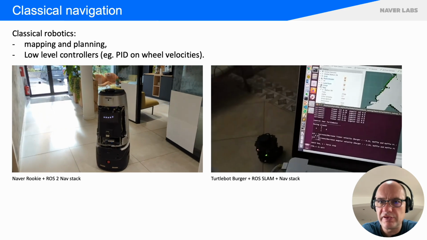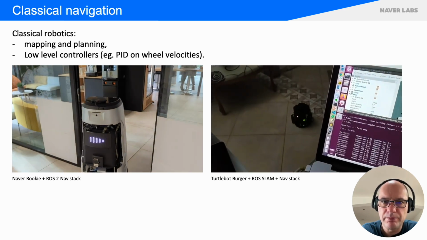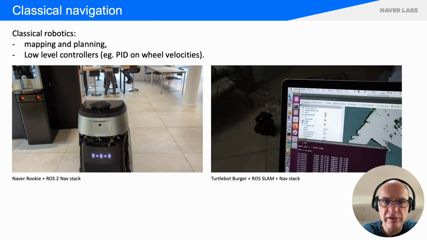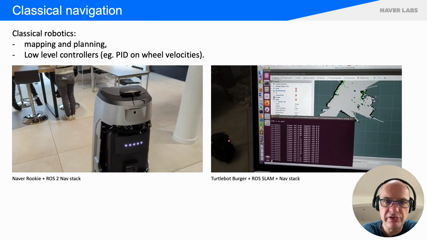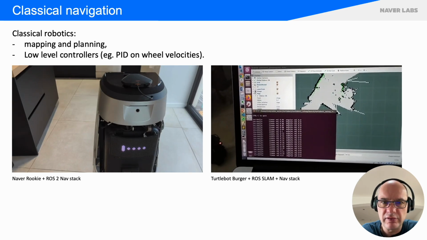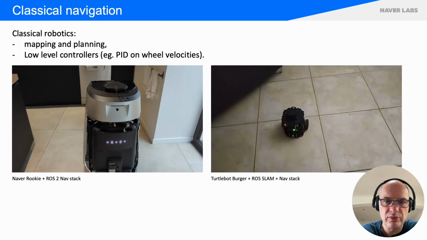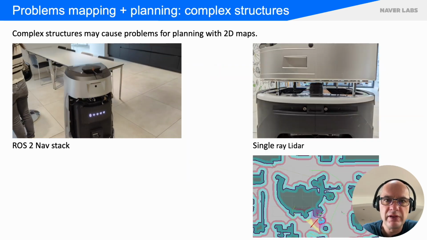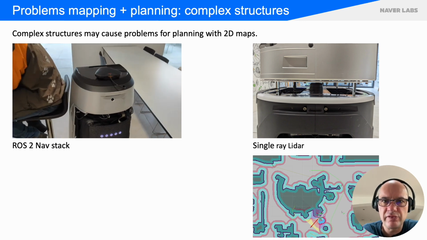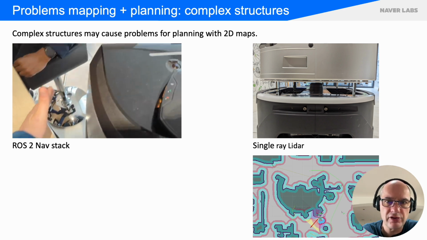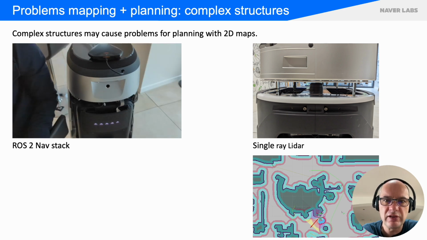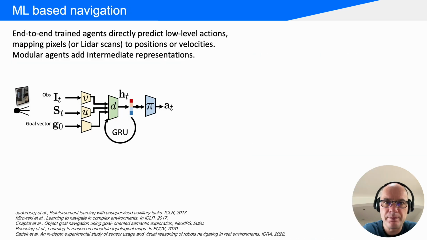Classical robotics addresses navigation with mapping and planning. Paths are calculated on maps, waypoints are selected, velocities are calculated, and then maintained with low-level controllers. As long as maps are accurate enough, this allows for quick navigation, as we can see in this example. The problem of these map and plan methods is their dependency on accurate reconstructions of obstacles in complex structures, in particular when inputs are single array lidars, as seen in the example.